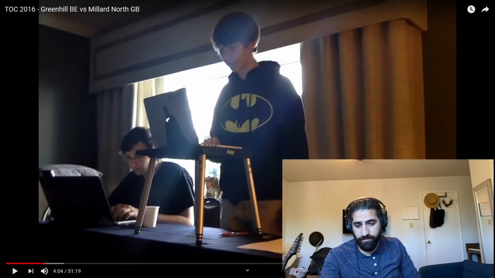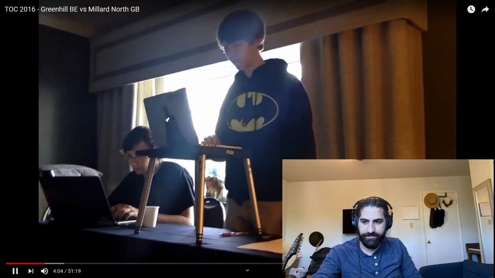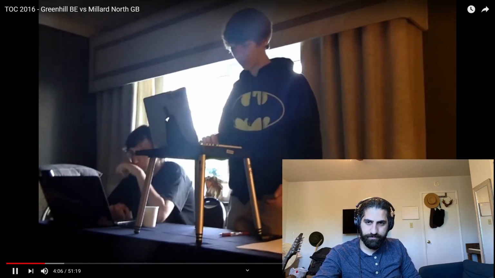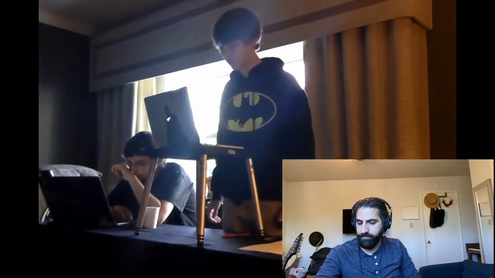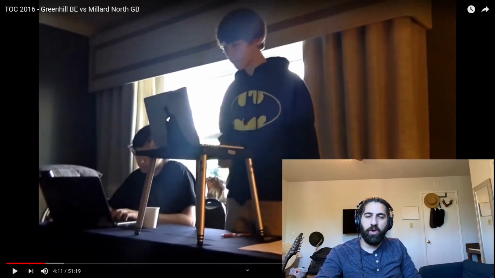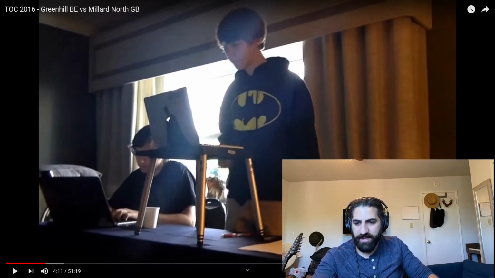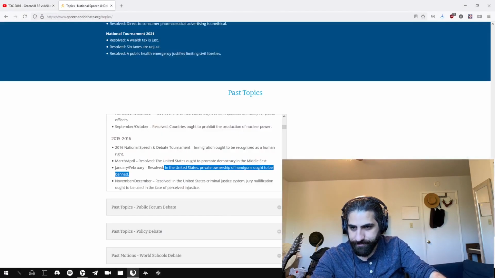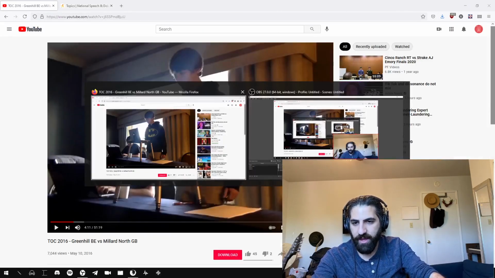So, again, let's get into the plan text. To create the diffusion competition of pressing guns, that's a perfect excuse for police to crack down. Thus, the plan, the state governments of the United States to ban private ownership of handguns. Framing. So, we're going for state governments of the United States. Let's take a look at the topic. In the United States, private ownership of handguns ought to be banned.